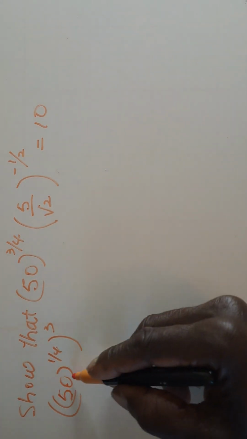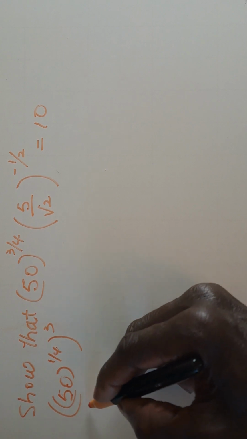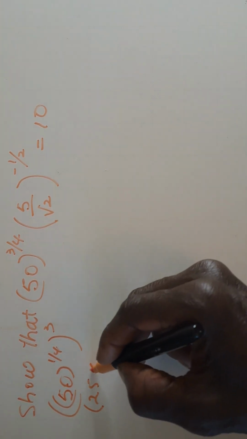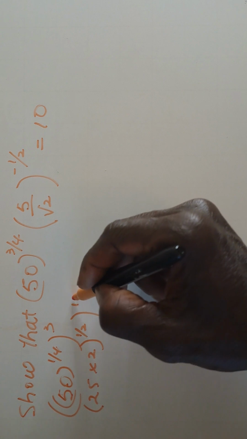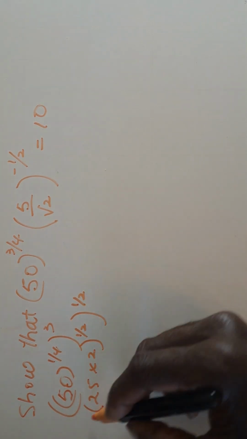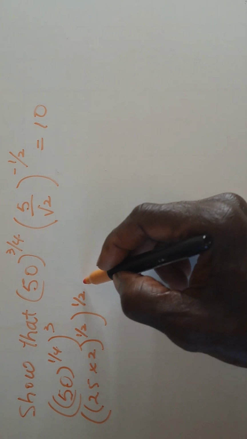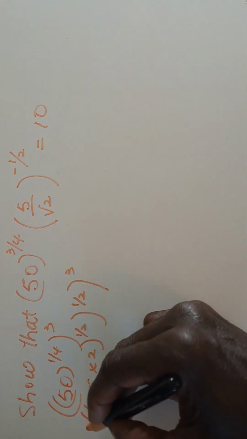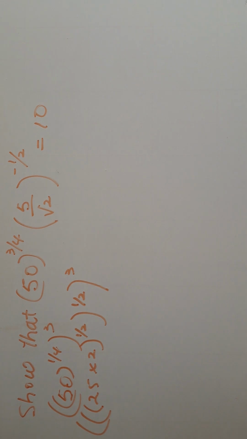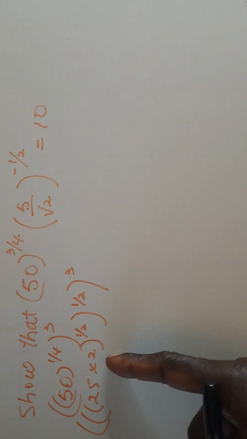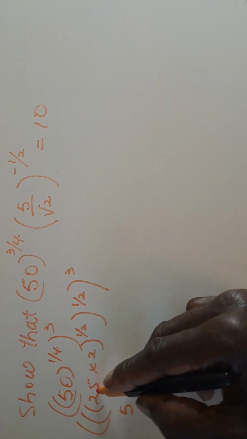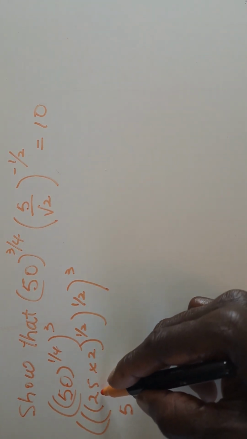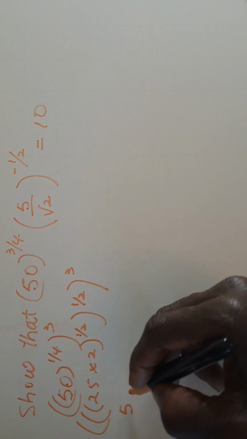And further to that, we can simplify what's in the brackets here to write this as 25 times 2. Raise this to a half, and then we have another half, which is the quarter, and then finally out here we have it cubed. Now we can simplify this in here to give us 5, because the square root of 25 is 5, and we have root 2.